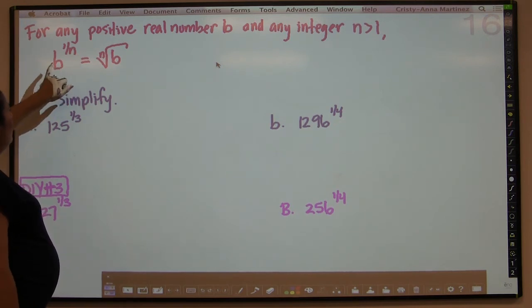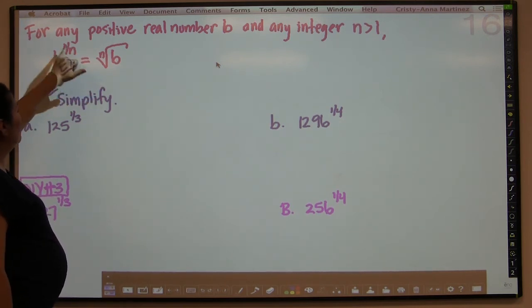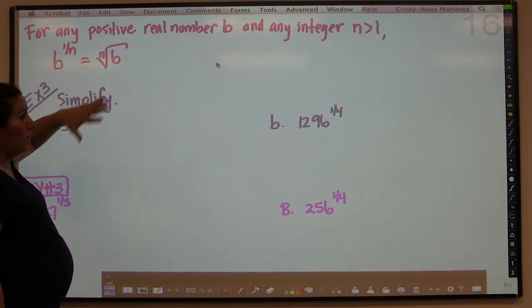All right, so we've got b to the 1 over n this time. So in the case of the 1/2, it would be a square root. If it says 1/3, it'll be a cubed root. If it says 1/5, it'll be a fifth root, and on the story goes.